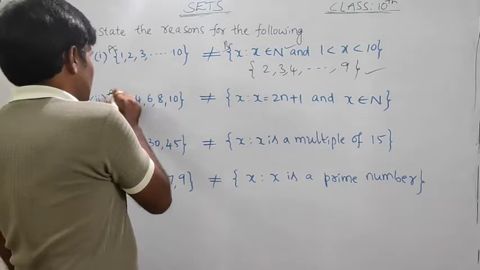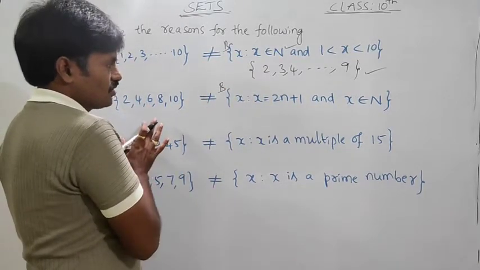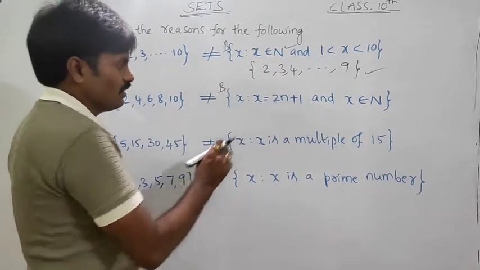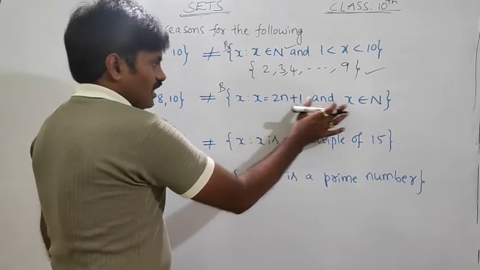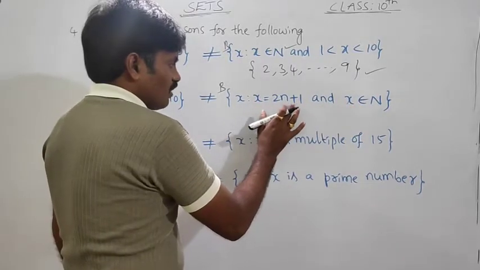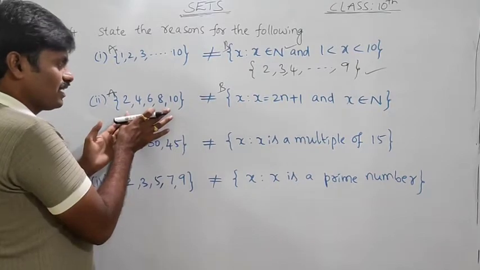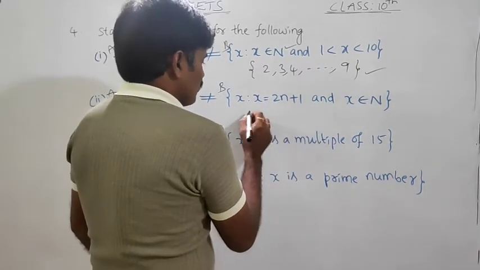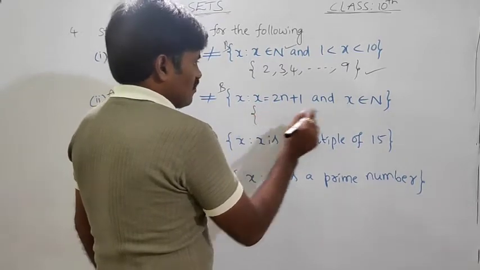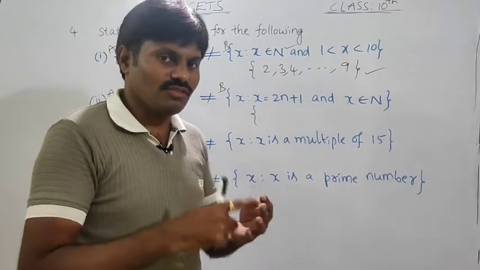Now take the second one also, like sets A and B. Let us consider these two sets as A and B respectively. Now write the list form of set B. Here x is a natural number and x is equal to 2n plus 1. If you observe these two sets, this one has a limited number of elements. But here they have given one condition. So we can get many elements. For example, x belongs to N means what are the values of x? 1, 2, 3, 4, 5, 6 and so on.